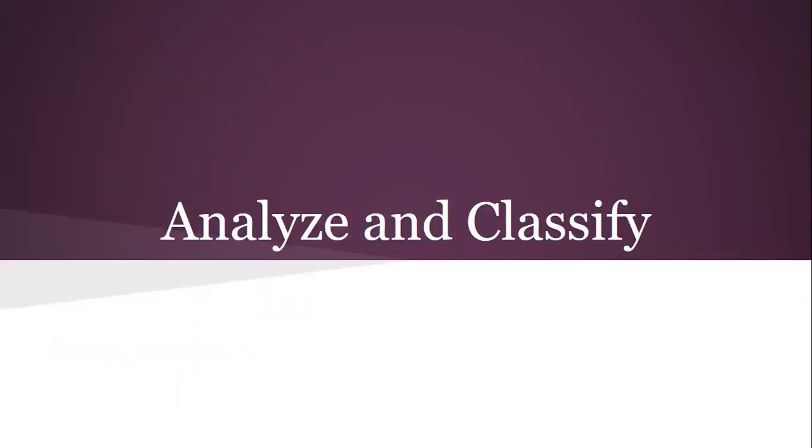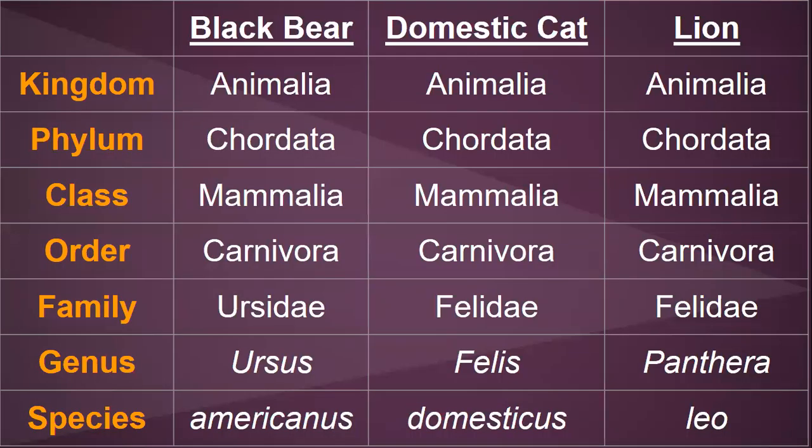Analyze and classify. Now we're going to practice a little bit. This is the type of chart that you're going to eventually see that's going to help you analyze how related certain organisms are. So just take a moment to look at the three categories: black bear, domestic cat, and lion. You notice that every single one of these is related down to the order.